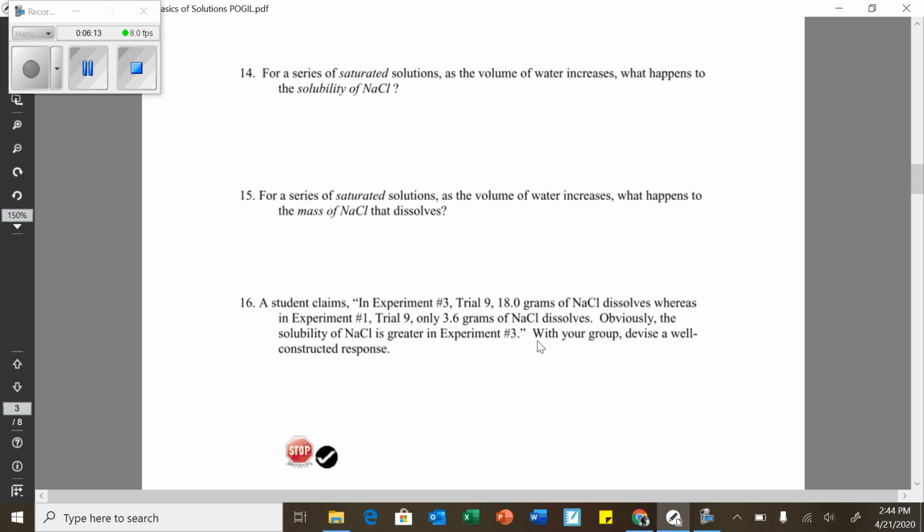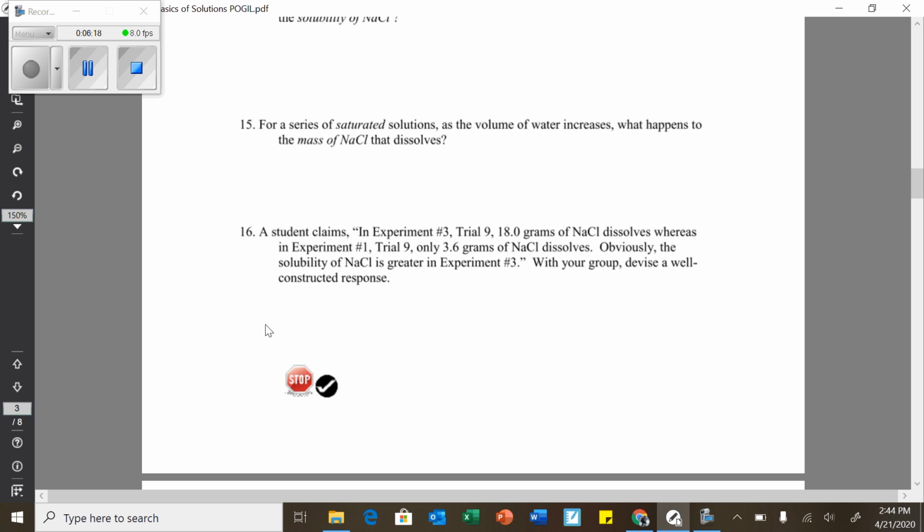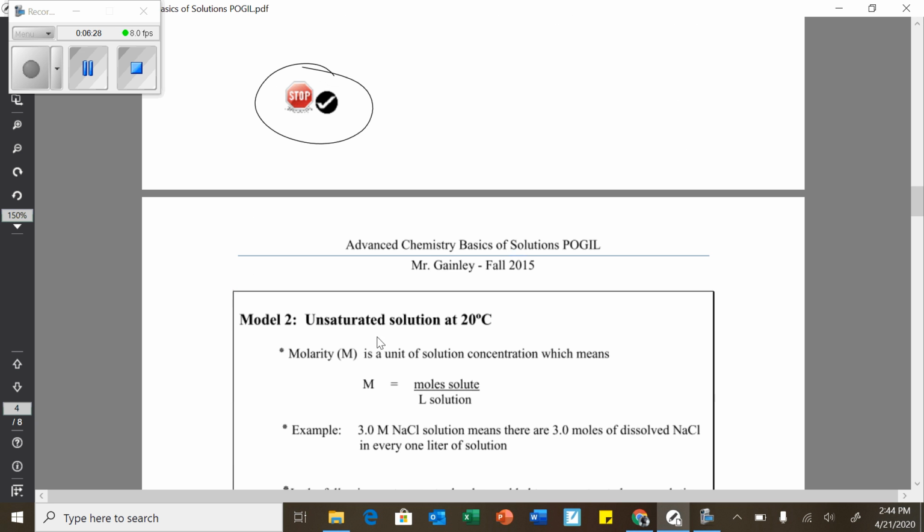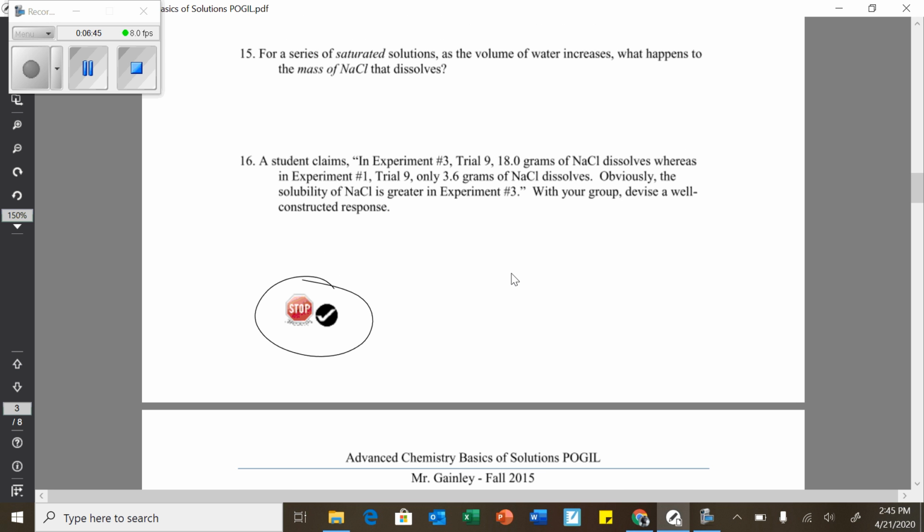So that's what I want you guys to do in this first piece. You go all the way through and stop right here at this stop sign after you've finished up through 16. I don't want you to move on yet because I want to talk a little bit more about what it means to be an unsaturated solution and what it means to be a saturated solution, and what are some basic units of concentration, because we're going to have to deal with that when we get to model number 2. So there you go. That shouldn't take you guys very long to get that first piece done.